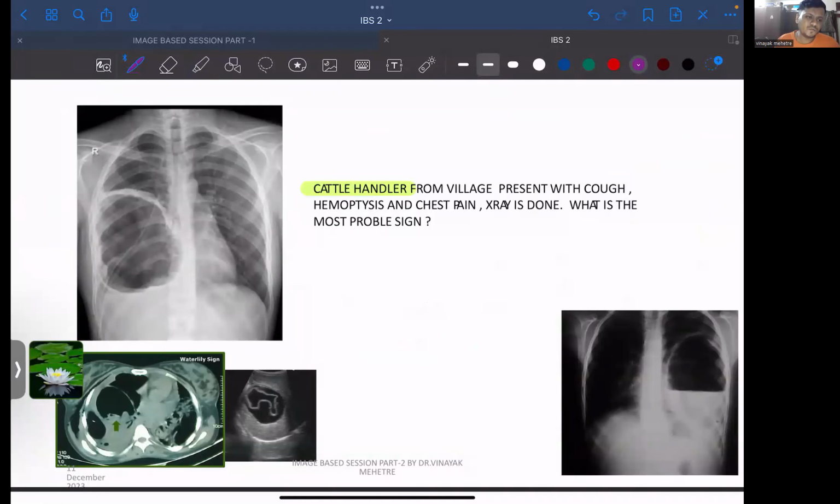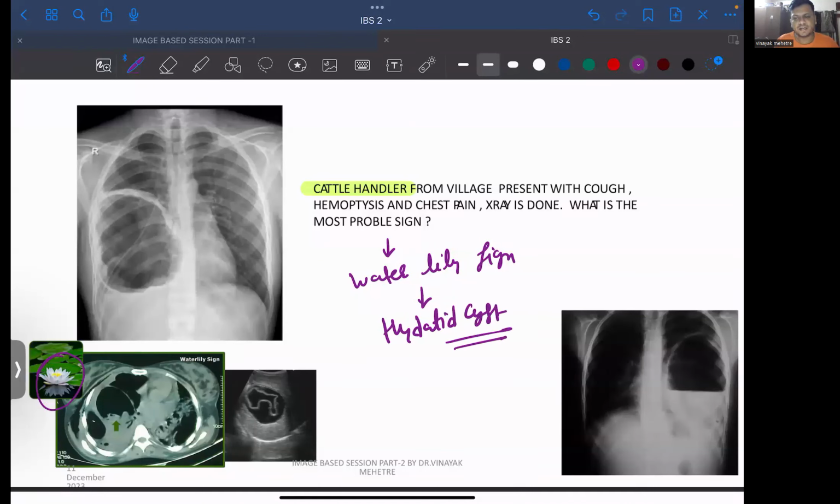This is called the water lily sign. Okay, water lily sign seen in cattle handler. Yes, it is hydatid cyst. Hydatid cyst. Yes. Okay.